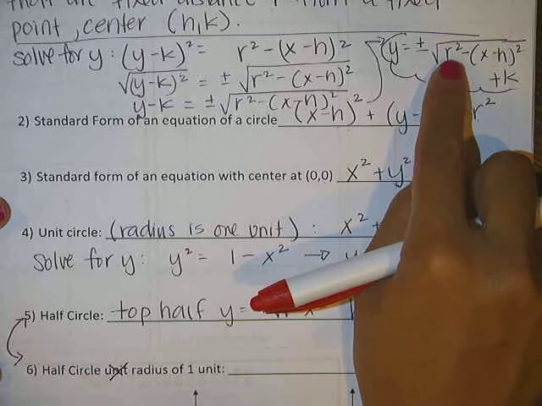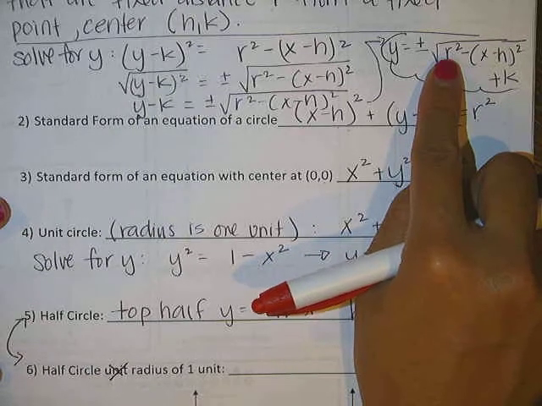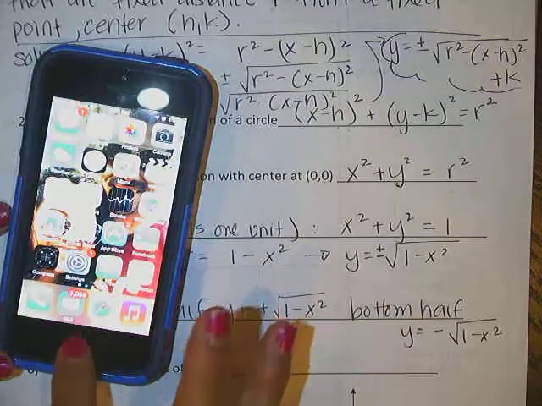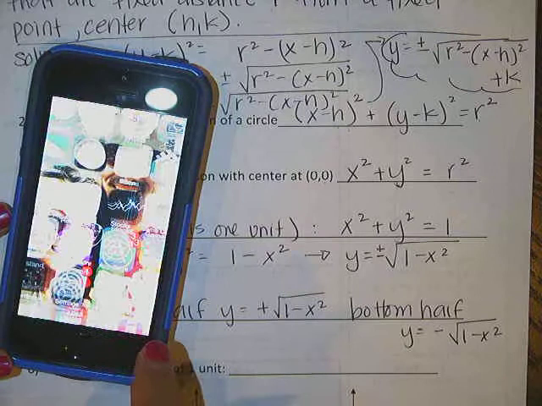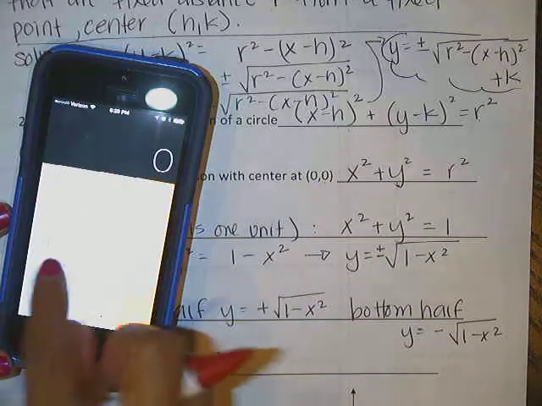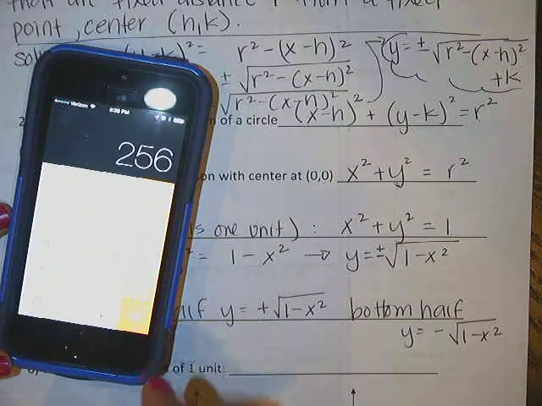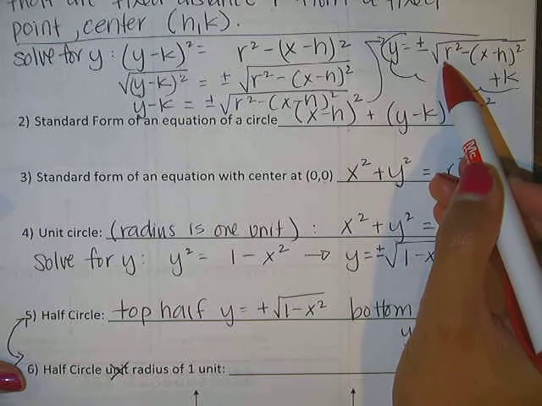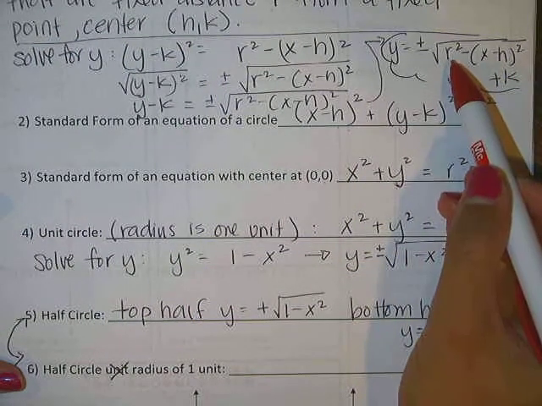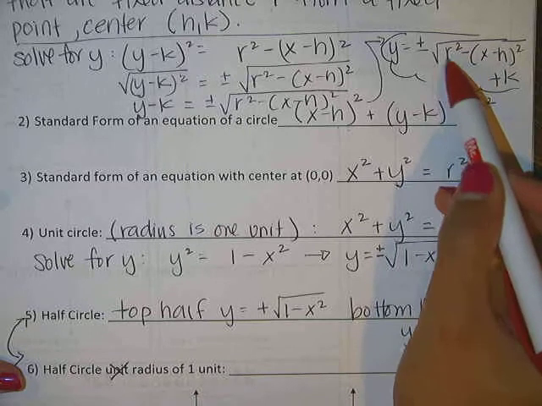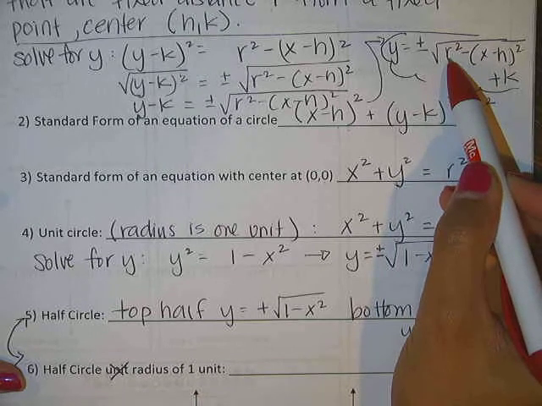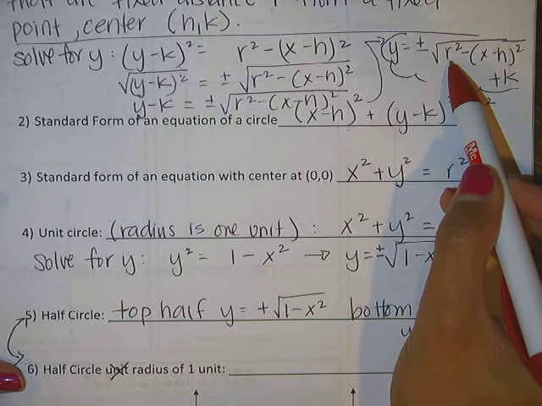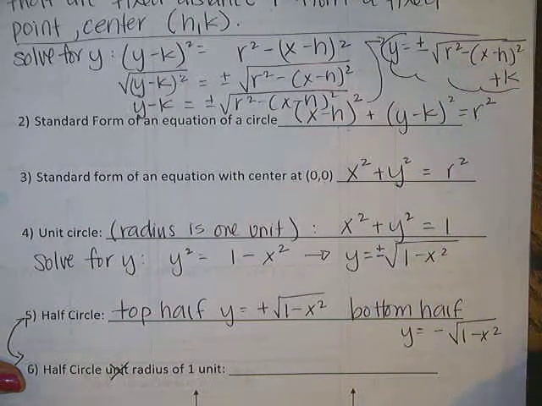So what's 16 squared? I don't even know that. Let's use my calculator to see what 16 squared is. 16 times 16, 256. So if the radius is 16 units, this would be 256. If the radius is 4, then this would be 16. If the radius is 3, then this would be 9, and so on and so on.